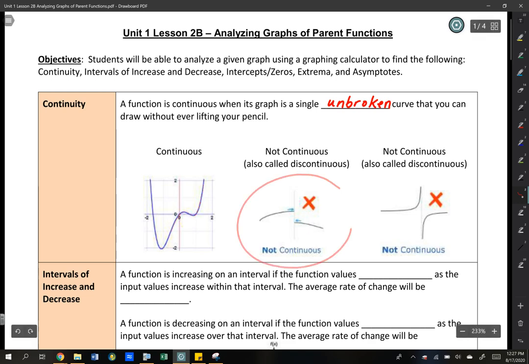Then right in the middle, we have a not continuous, we also say discontinuous, all right? And for this graph, you'd have to lift your pencil to get to the next part of the graph. And another example of a discontinuous graph, you would have to lift your pencil off the paper to draw this graph. Right? Easiest way to explain continuity.